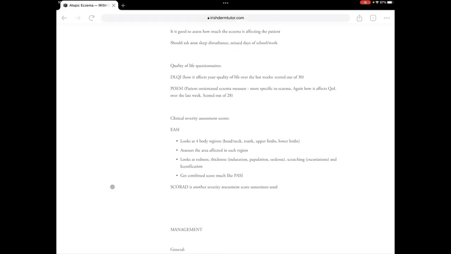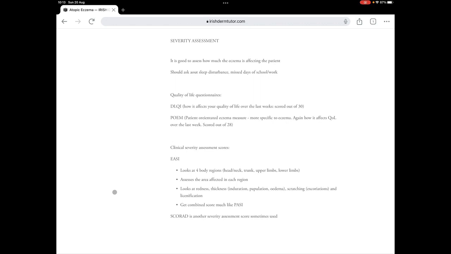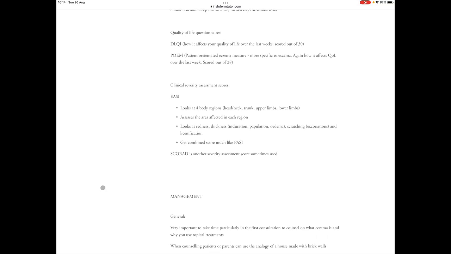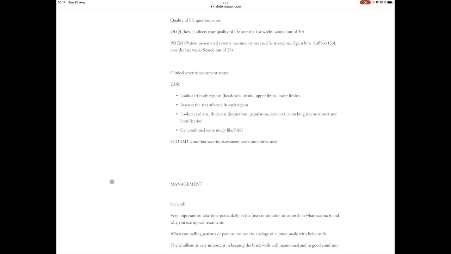So when dealing with a patient with eczema, it's very good to do a severity assessment. It really is good to assess how much the eczema is affecting the patient also. So particularly for children, or I suppose adults equally, you should always ask about sleep disturbance and if they're missing days of school and work. There are quality of life questionnaires which are easily downloaded from the internet or will often be found in clinics.